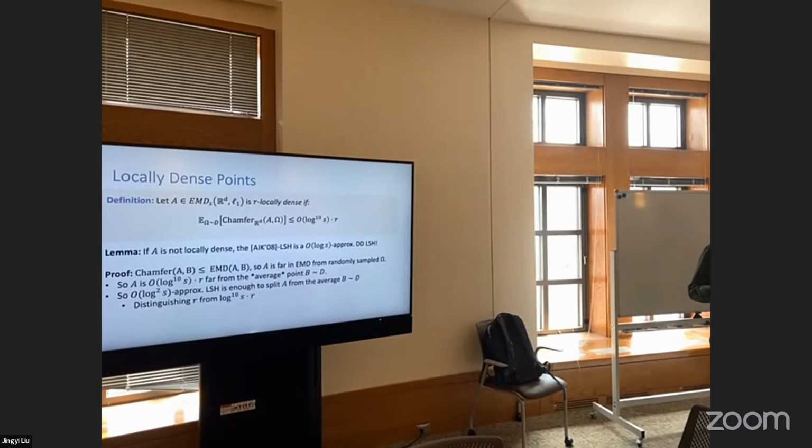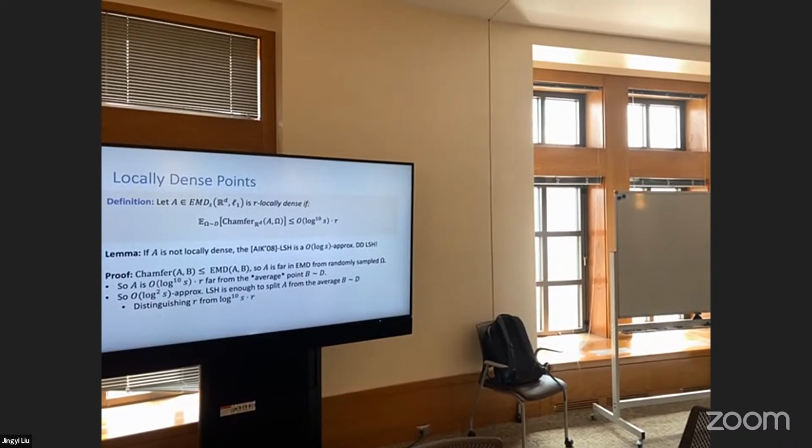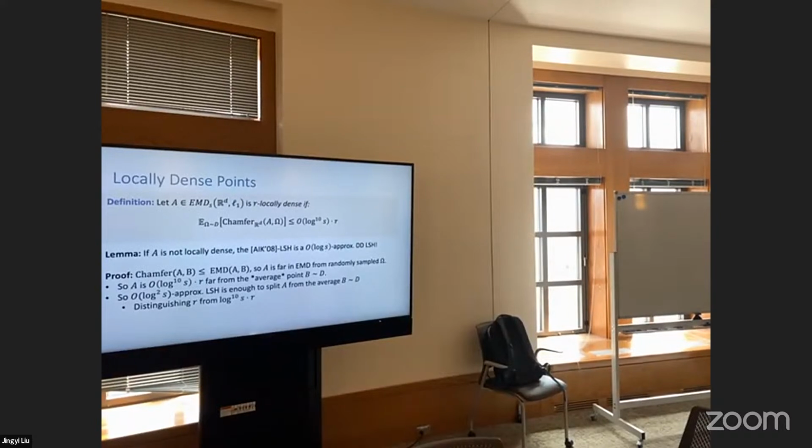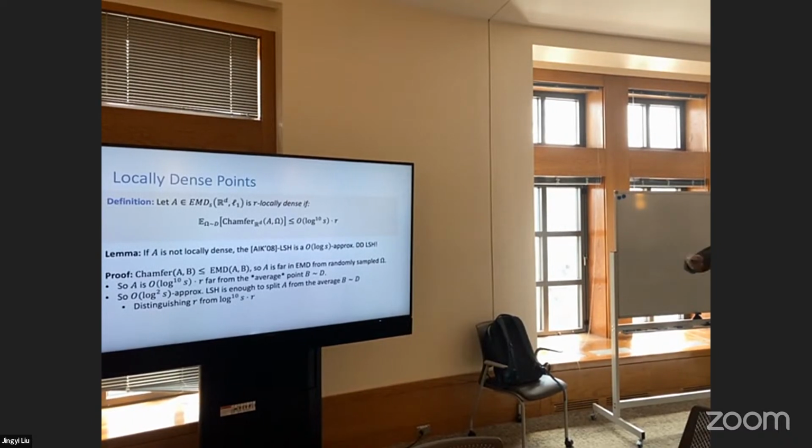So that means that A's earth mover distance is far from a random draw from my data set. On average, over the data set, my point A is log 10s far from a random sample. So it's quite far from a random sample, and I'm only trying to distinguish R from log S times R. Even though I have this old approximation, this log squared S approximation, which is not the ideal approximation I wanted, it can still distinguish between R and log 10R. So it's good enough to tell the difference between a really far point and a close point.